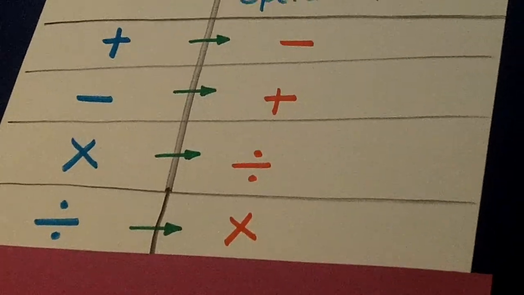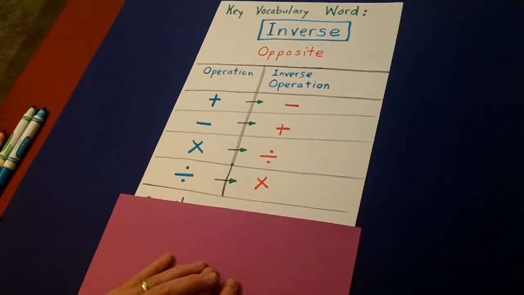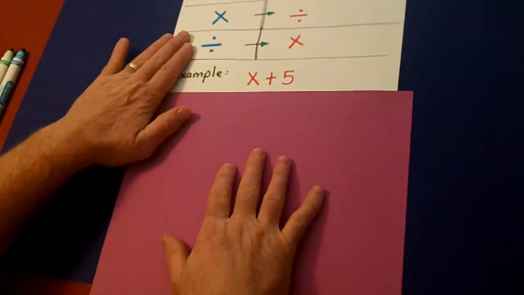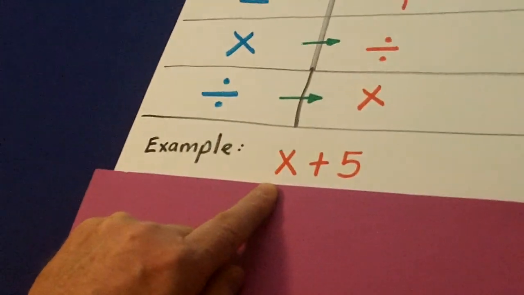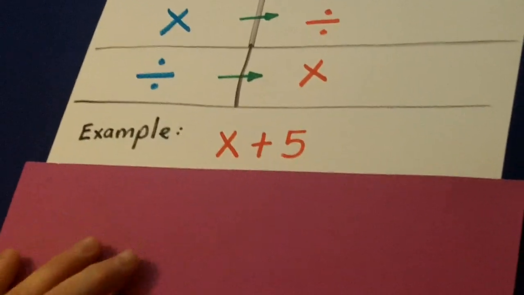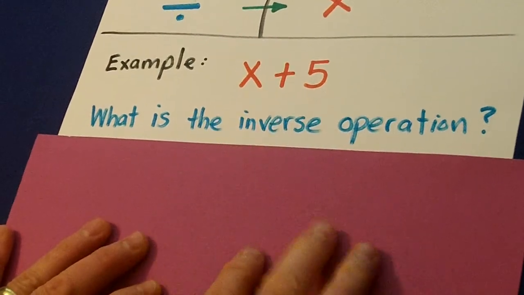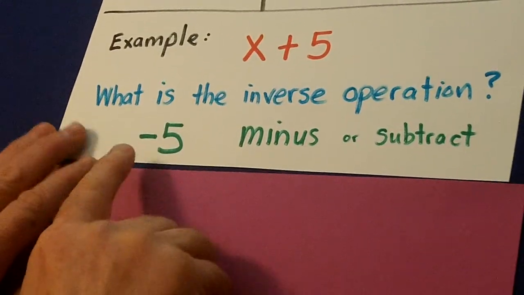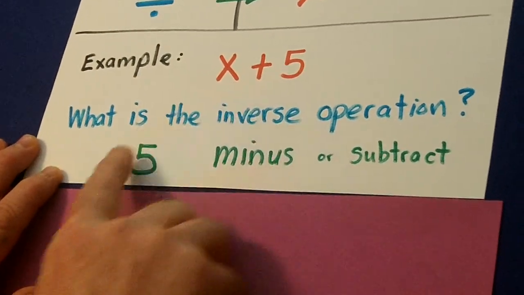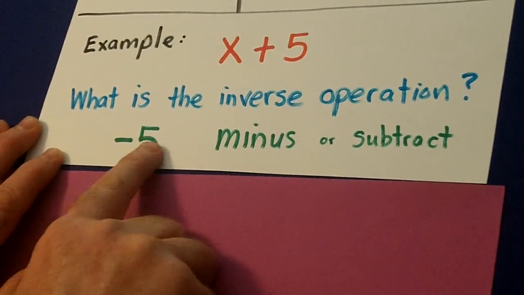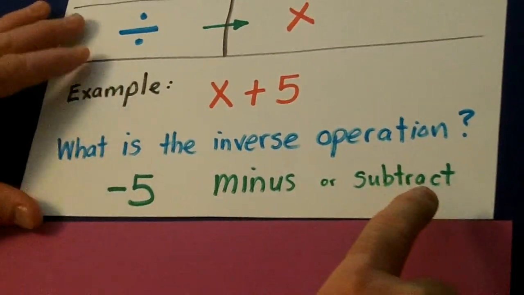And this is going to be a very key concept once we start getting into solving equations. Okay? Example, we have x, a number that we don't know what it is yet, x plus 5. What is the inverse operation of that plus? Well, it's going to be a minus. So the inverse of x plus 5 is x minus 5. So the inverse of the plus is minus or subtract.